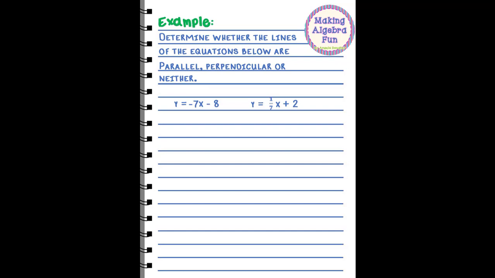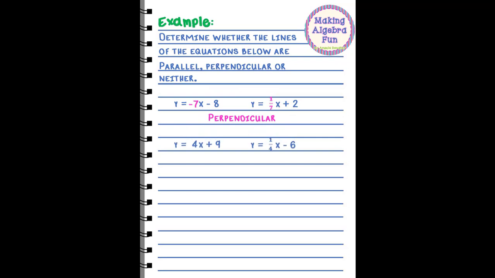So one of the common questions you'll be asked is determine whether the lines of the equations are parallel, perpendicular, or neither. And again, all you need to do is look at the slopes. These slopes are definitely not the same, which means they're not parallel. To be perpendicular, they have to be opposite reciprocals, and these are. So we'll say these are perpendicular.